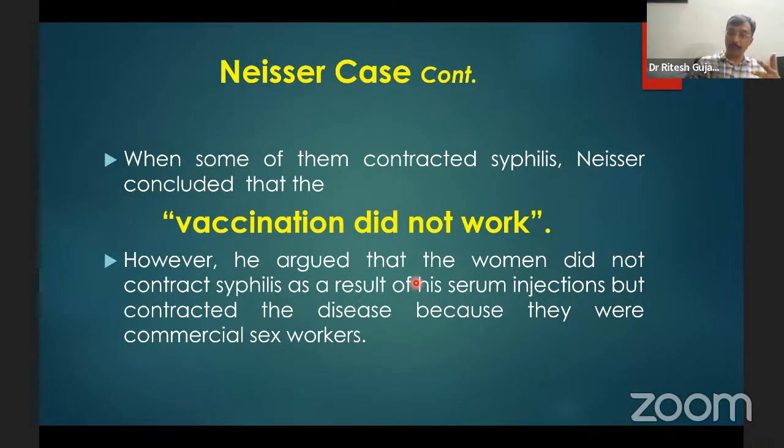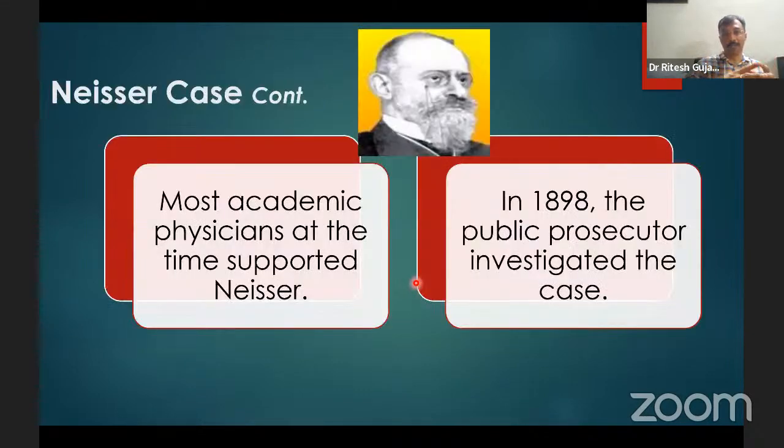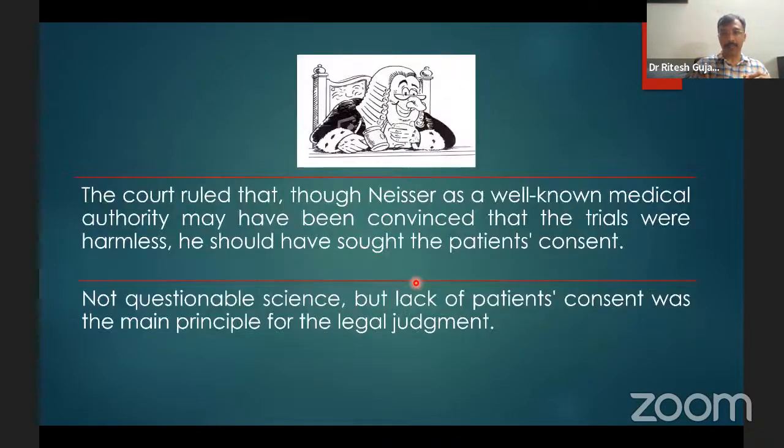It was very difficult to get cures or medicines for those diseases, and this is how research ethics were compromised. Then the court case came, and most academic physicians at the time supported Neisser because he was a well-known researcher. In 1898, the public prosecutor investigated the case.